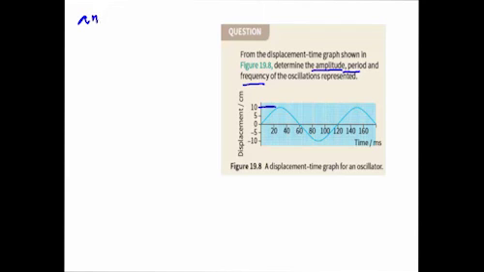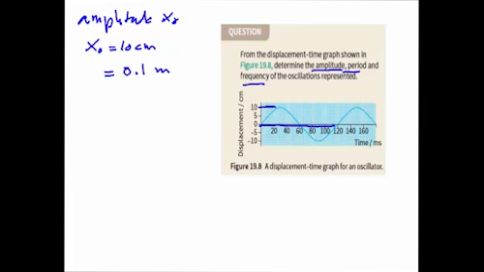So our amplitude, which is x naught, equals 10 centimeters, and we can write it as 0.1 meter, divided by 100. What about time period? It's the time for one full oscillation. So from here till here, what is the time? It's 120 milliseconds. So the time period is 120 milliseconds, and we can write it as 0.12 seconds, divided by 1,000.